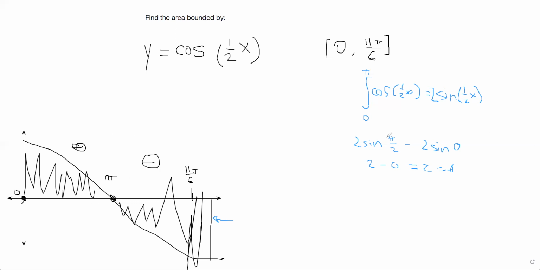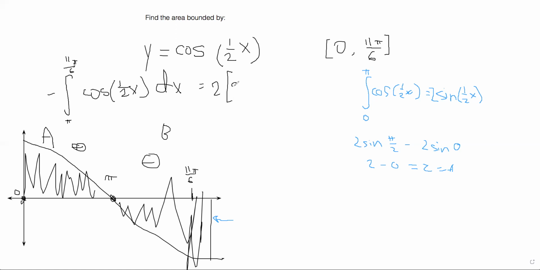So I agree with what you've done, 0 to pi. I'm going to call this part A. For part B, I'm going to take the negative integral because we know it's negative. I'm going to put a negative in front to make it positive, and then our limits are going to be pi to 11 pi over 6. Same function. So then we get 2 times sine of 1/2 x.